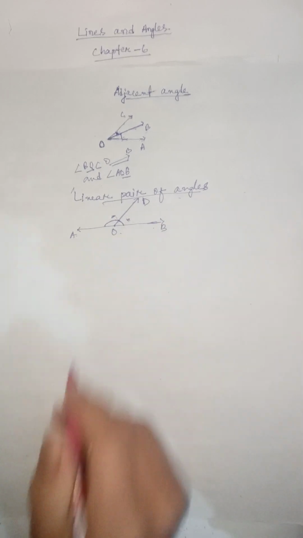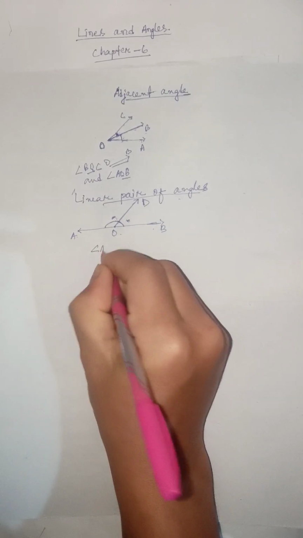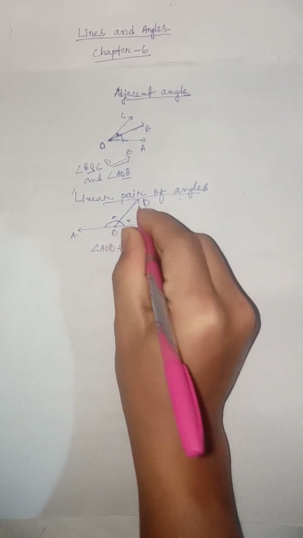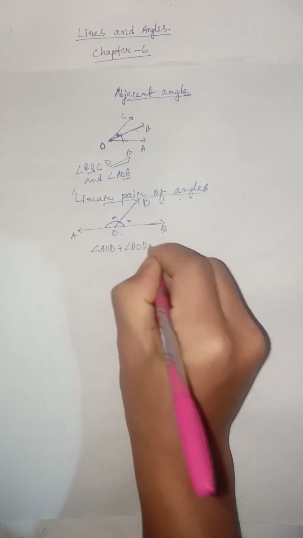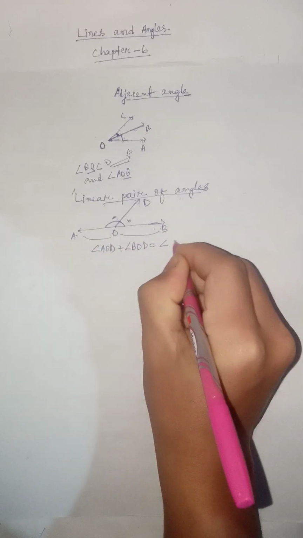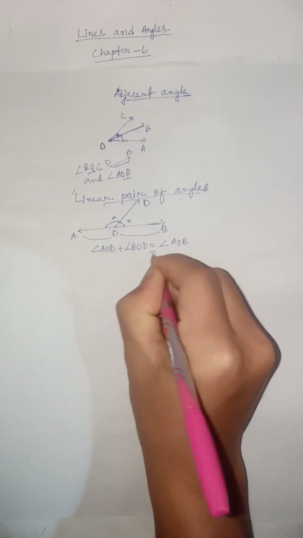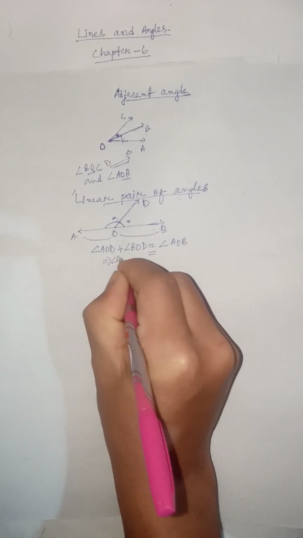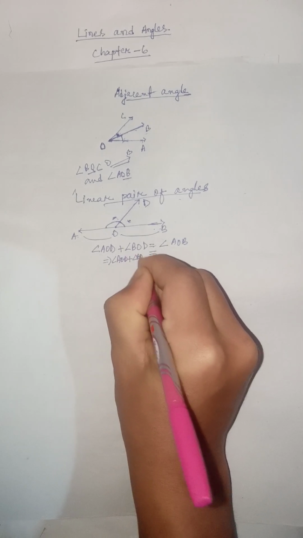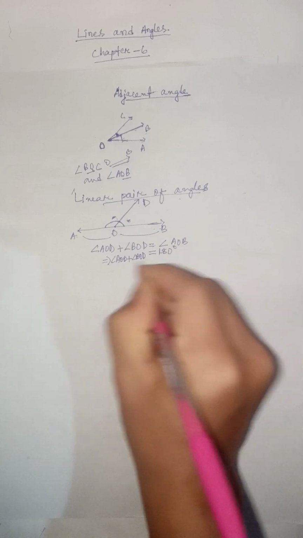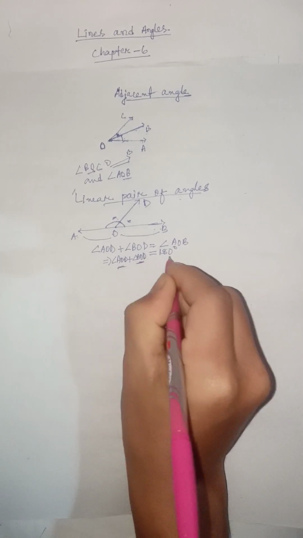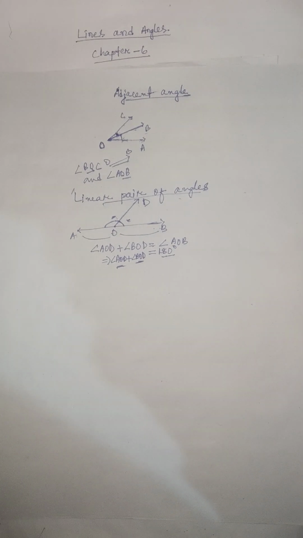Means angle AOD plus angle BOD. Whenever you add these two, you will get angle, what is that? It is AOB. What is the value of AOB that we have? AOB is 180 degrees, means if you add these two, then you will get 180 degrees. Such kind of pairs of angles whose sum gives 180 degrees, we'll call linear pairs of angles.